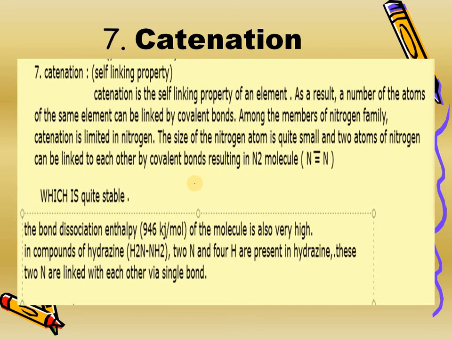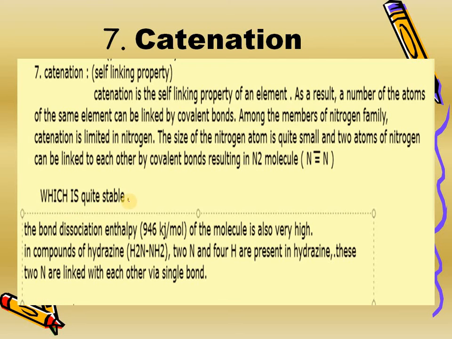So what is catenation? The next property, I know you know this property also, it is a self-linking property. As a result of catenation, two or more atoms of the same type can form a single bond or a multiple bond with each other. Starting with group 15, nitrogen. The size of the nitrogen atom is quite small and two atoms of nitrogen can be linked with each other by covalent bond, resulting in the formation of the N2 molecule with a triple bond between the 2 nitrogens.